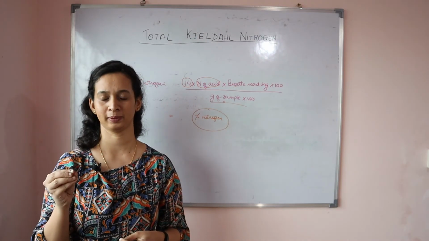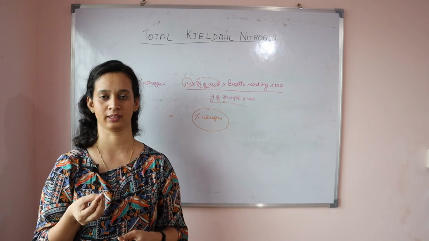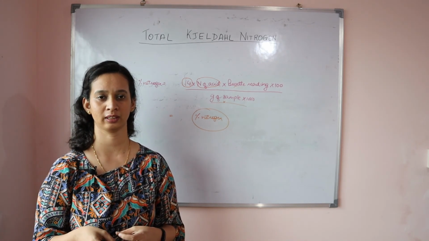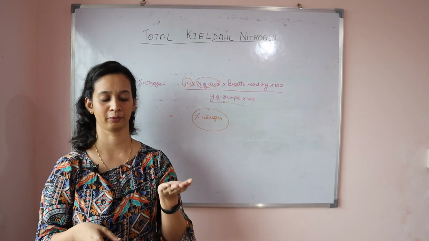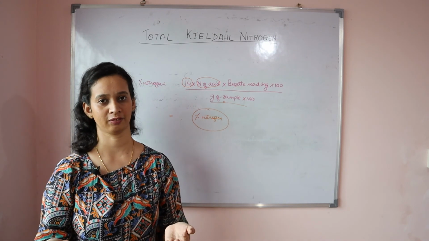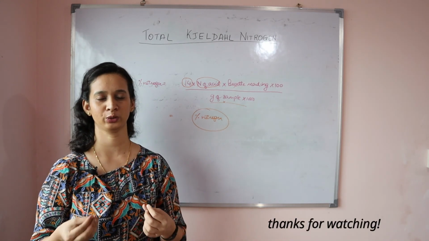So from the sample we have deduced how much percentage nitrogen is present in that sample. This parameter is required, especially if you are treating the sample with something: before treatment how much percentage nitrogen is there, and after the treatment how much percentage nitrogen is there, that you can deduce using this method.